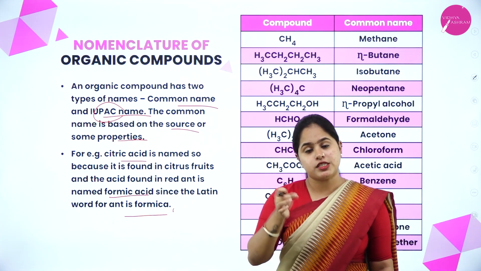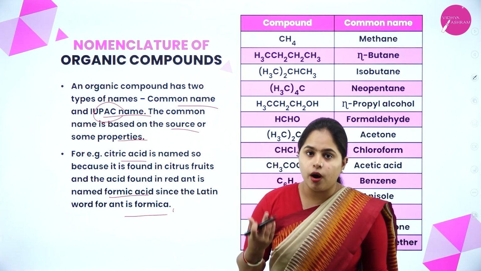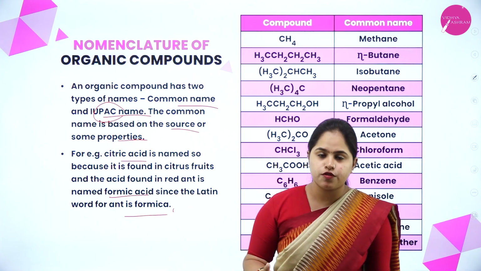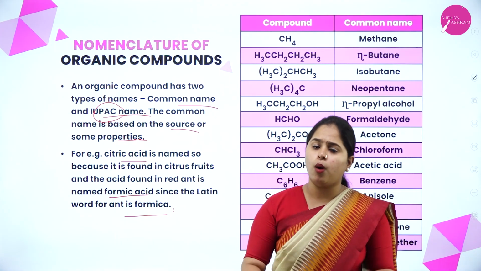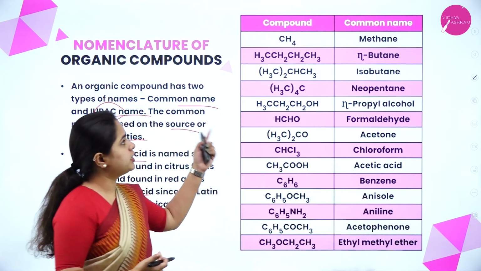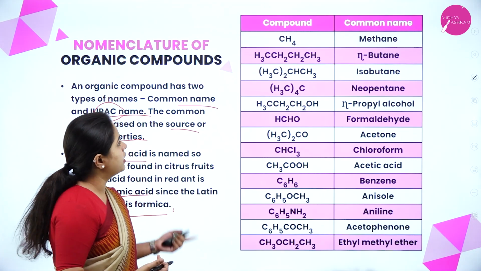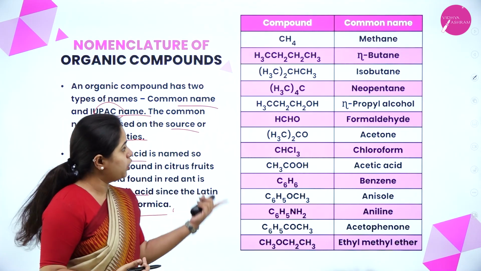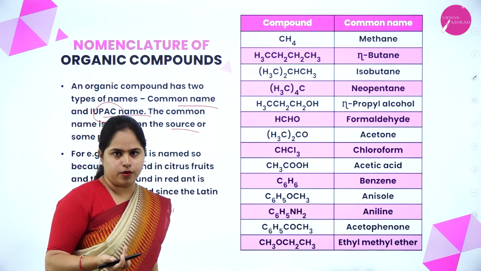Hence, the acid which is present in ant is named as formic acid. So the common name can be based on the source from which it is obtained, or based on some properties it is having. That is the common name. As you can see, CH4, the common name is methane. The next one is n-butane, then isobutane, neopentane. All these are common names of the organic compounds.